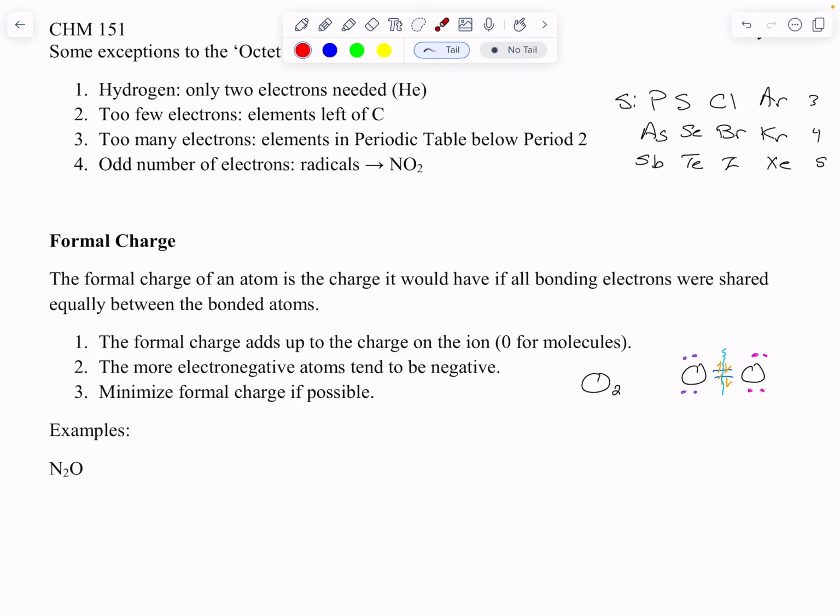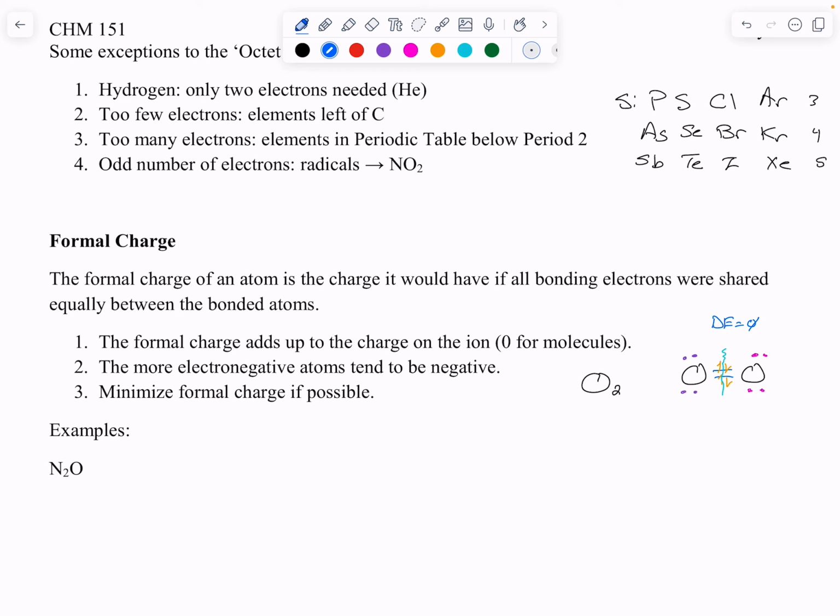It's like going to a casino. If you walk in with $20 and leave with $20, you broke even. I don't recommend casinos because most people don't break even. Okay, so that's how we talk about formal charge. And for here, delta EN is 0. There's no uneven distribution there.